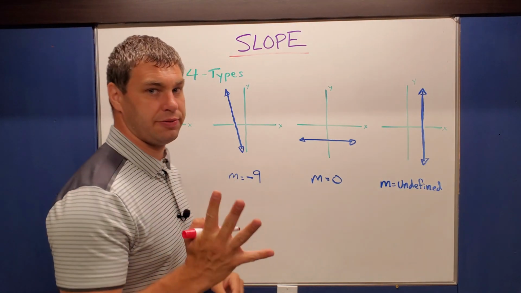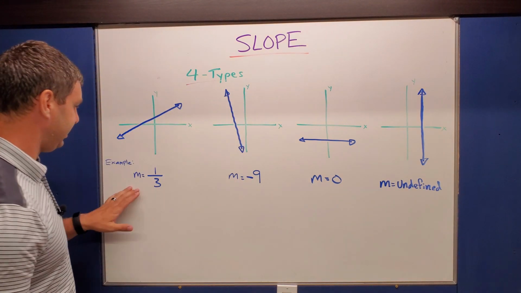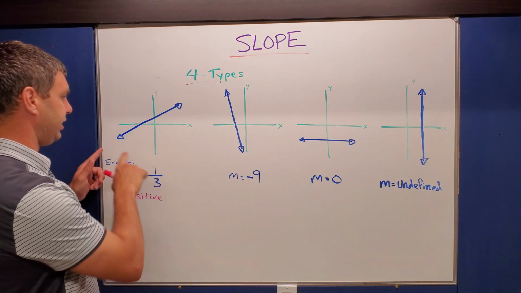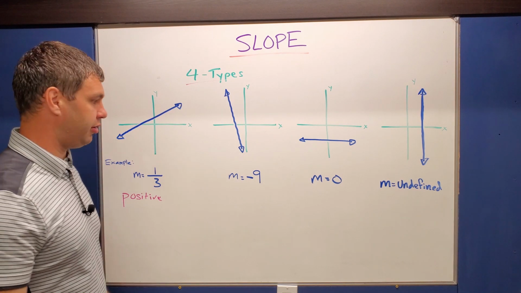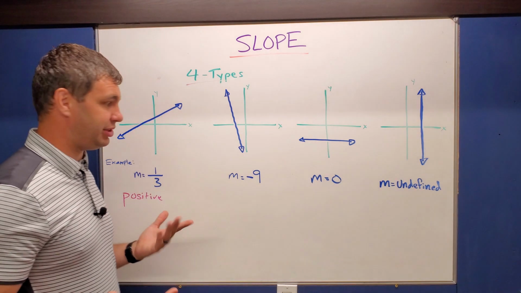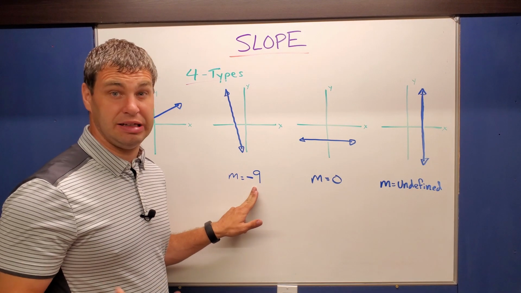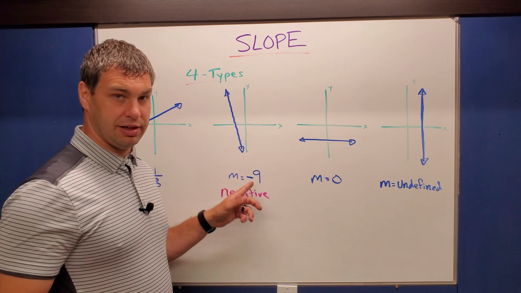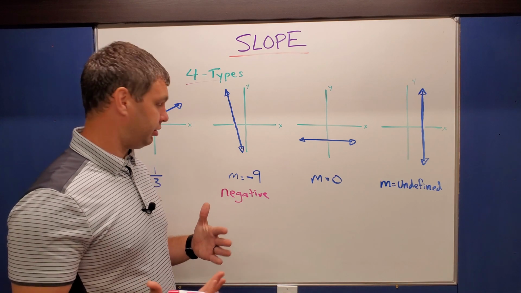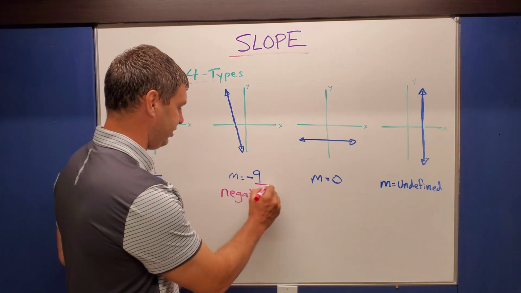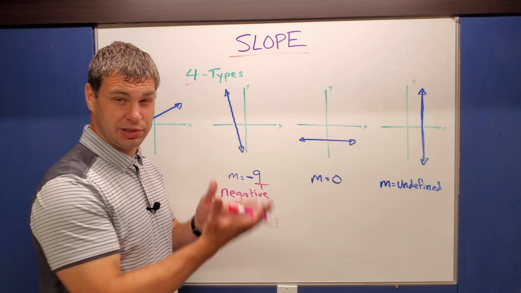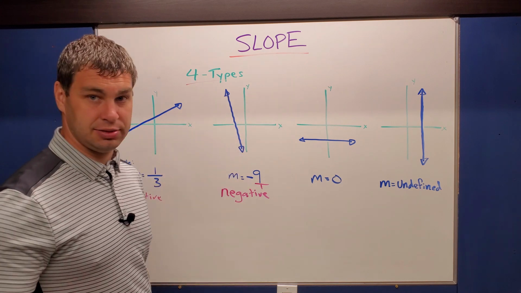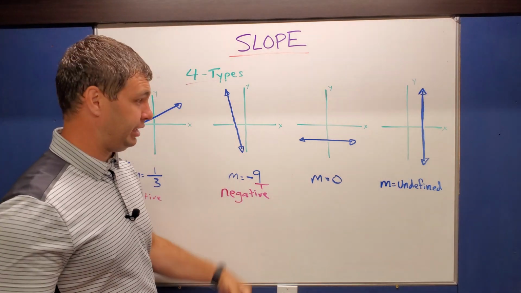When we talk about slope, there are 4 different types. The first type is a positive slope, which goes up from left to right as you view your graph. An example would be 1/3, a positive number. -9 would be a negative slope. You can write that as an integer or as a fraction, -9 over 1. Remember, slope is always rise over run, so typically you see slopes written as fractions. That's going down from left to right. This is a pretty steep one, but it still is going down.